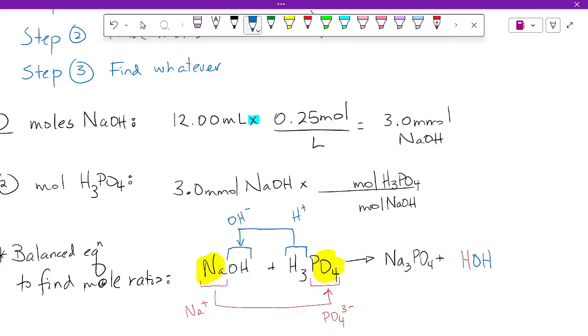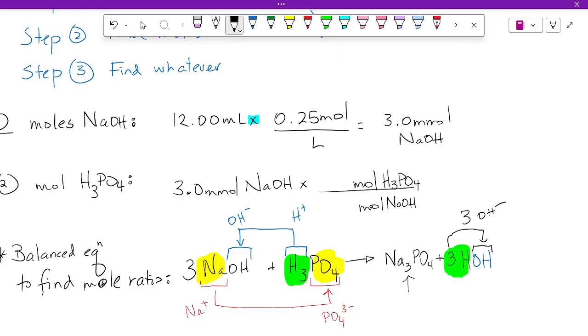But if you have problems balancing, this will allow you to see that if you have 3 hydrogens here, then you need to have 3 hydrogens here. Yeah? And that means we're also going to need 3 OHs, right? And that means we'll need 3 OHs, which means, oh, look, we have 3 Nas here, and that all works out and life is good.